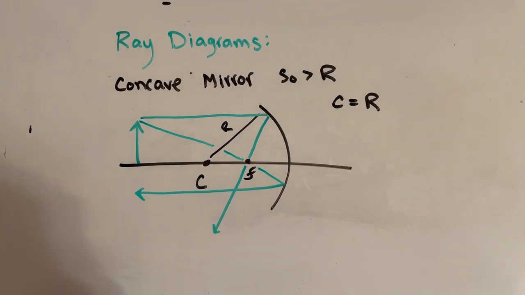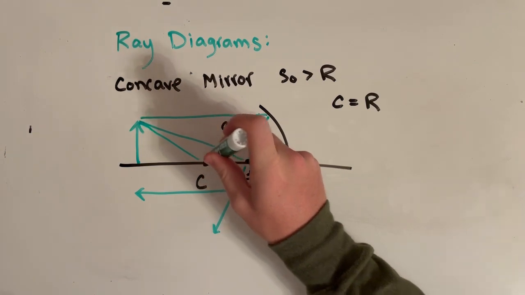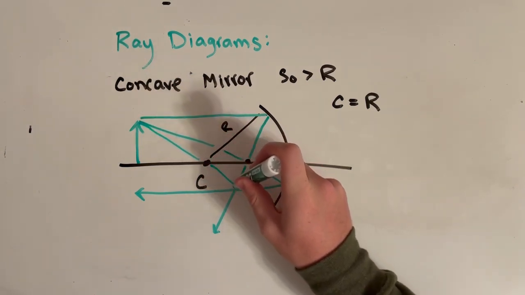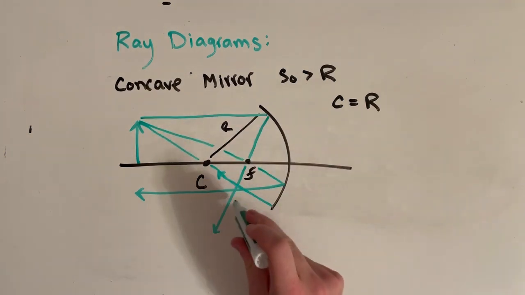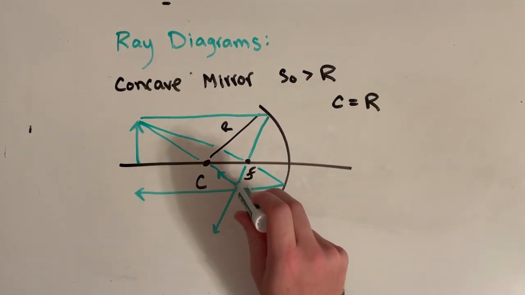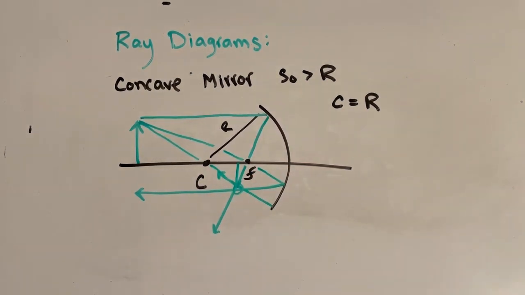And then our last one is going to go center to center. So here's center, and then it's going to bounce back upon itself like that. So now we see where the general area is where they all intersect, which is roughly around here. So we know our image is like that.